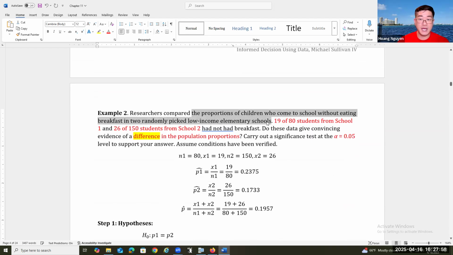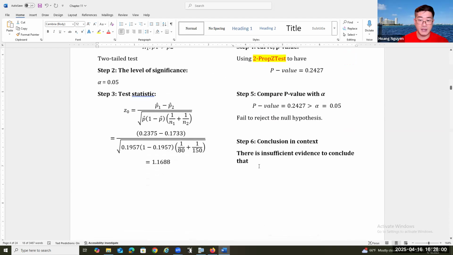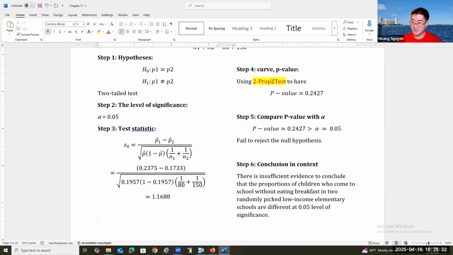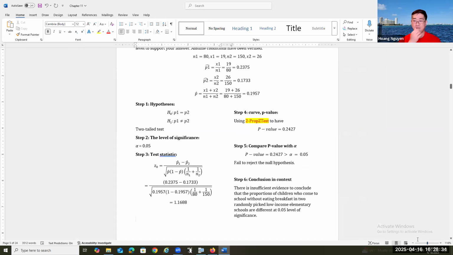Okay, so I'm going to copy this claim and state the claim's answer. So the proportion of children who come to school without eating breakfast in 2 different randomly selected elementary schools are different, at the 0.05 level of significance. Okay, so this is going to be your final conclusion for this hypothesis.